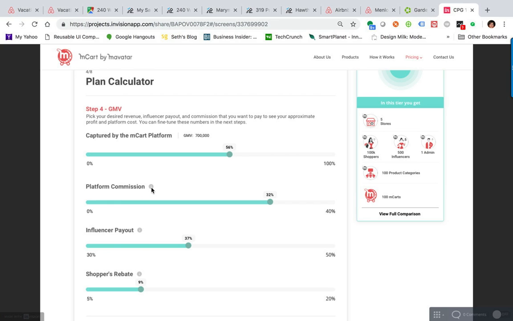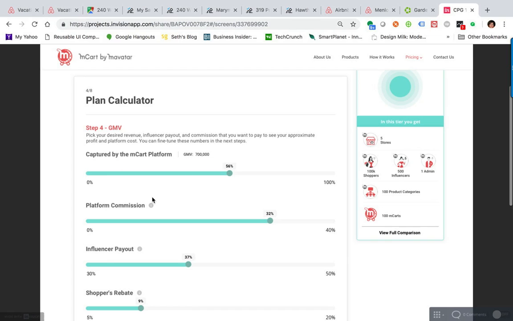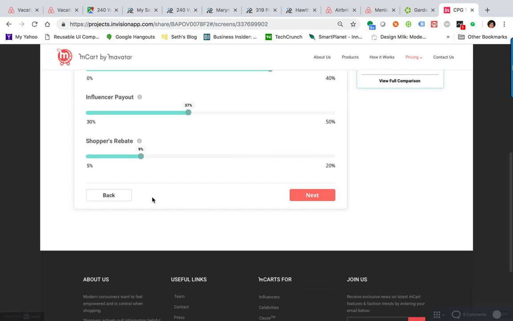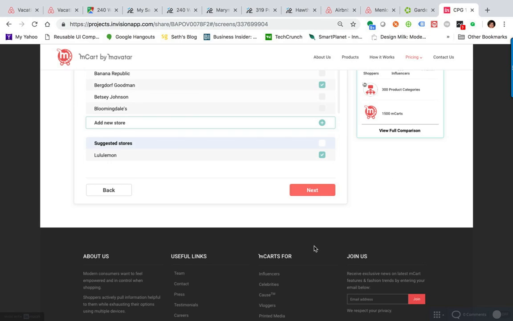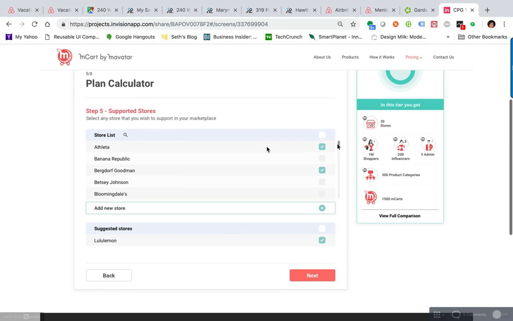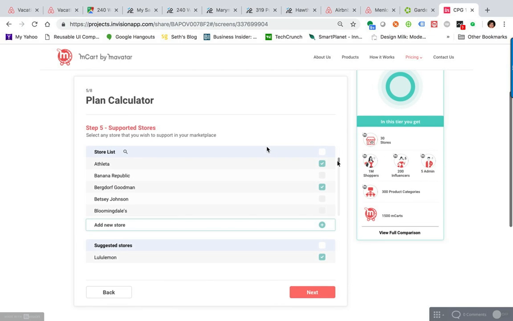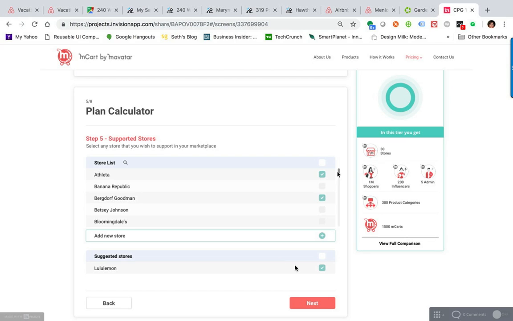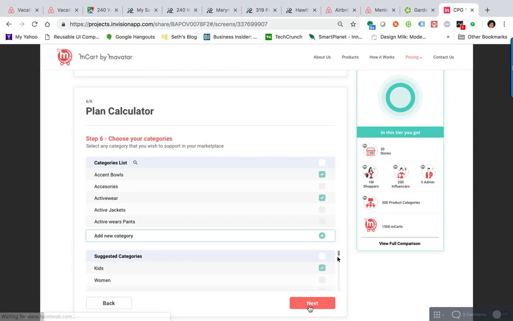So they can, again, click on any of these more info icons to see a little bit of information about what each of those items are. The next step is similar to what we had for media, where they pick from a number of supported stores, can add new stores, and so on and so forth.